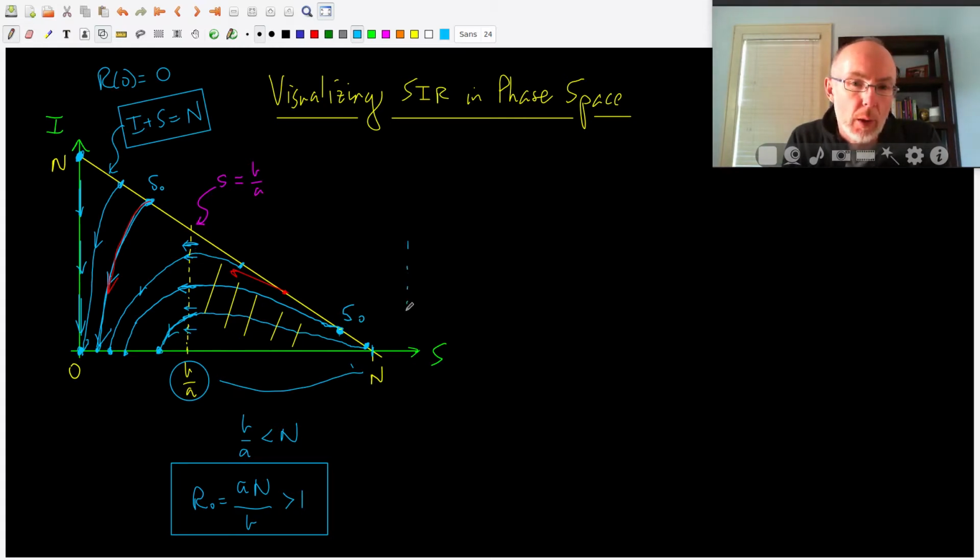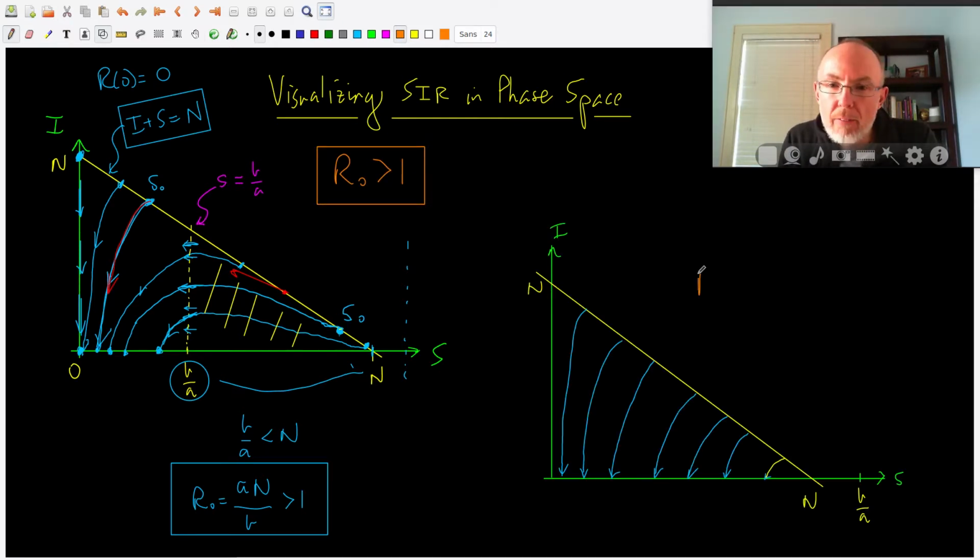If the threshold was actually bigger than N, in other words B over A was bigger than N, the threshold would be over here, and we would have none of this growing initial infection. So this picture is specifically for when R0 is bigger than 1. This is the case where an epidemic occurs. The phase diagram looks different when R0 is less than 1 and we don't have an epidemic, because in that case B over A is bigger than N.